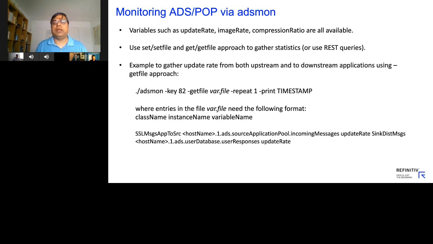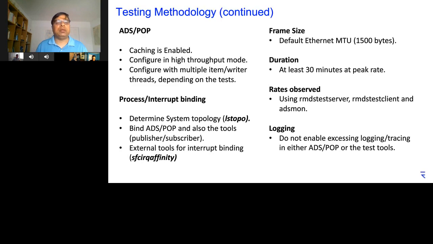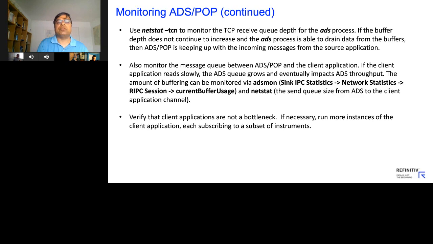Through the monitor, ADS-Mon is the primary monitor. But you need to be on the box. So you can monitor update rate, image rate, compression ratio, whatever is the test that you are doing. And then beginning with 340, that was released about 6 months ago, we have the REST interface. So you can do the REST queries so that you can do that remotely. So that's a nice functionality that's there now.